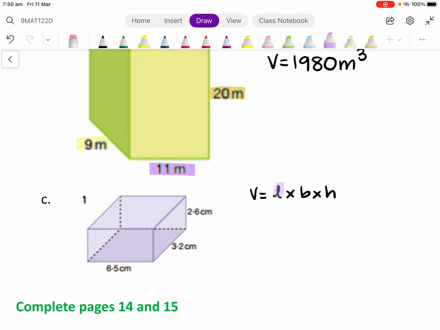Lucky last, our last example here, we have exactly the same formula, V equals L times B times H. We then want to identify our length, which is the distance going across, so it's 6.5 centimetres. We want to identify our base, which is the distance going backwards, and then we want to identify our height, which is the distance going upwards. We now want to substitute these values in, so we get 6.5 times 3.2 times 2.6, and then we put these into our calculator. 6.5 times 3.2 times 2.6 gives us a volume.